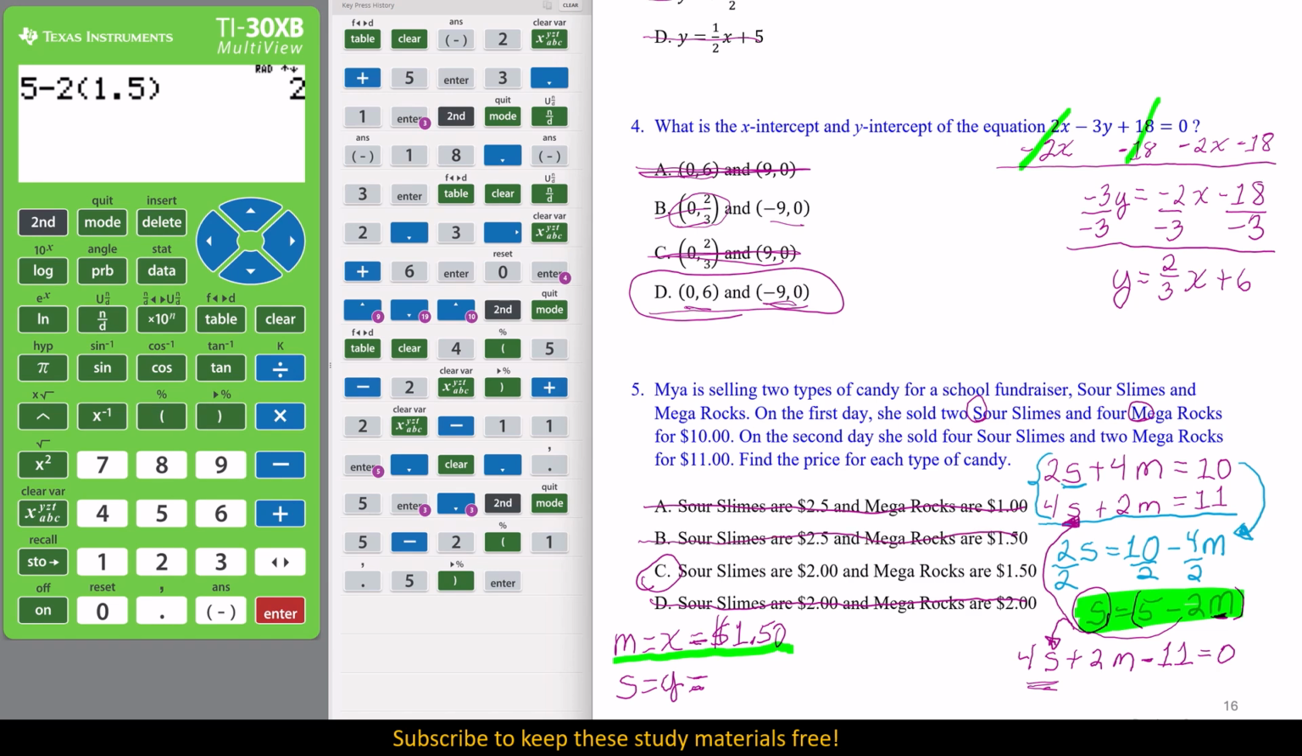Now, you might want to pause the video and actually use X and Y. Okay? And remember, silly slimes were our Y, and mega rocks were the X. Okay? If you do it in that fashion, you might see it a little clearer. Okay? Oh, let me put this in. This is $2. Okay? Oops. All right. Moving on to number 5.